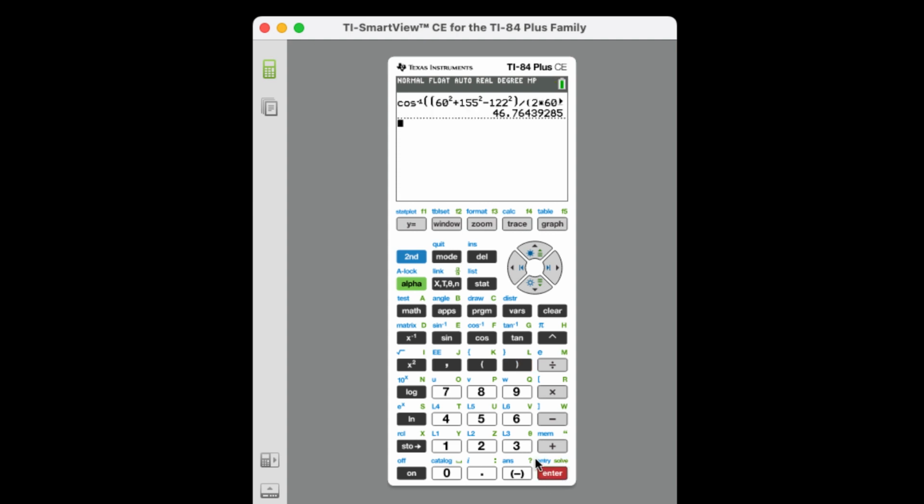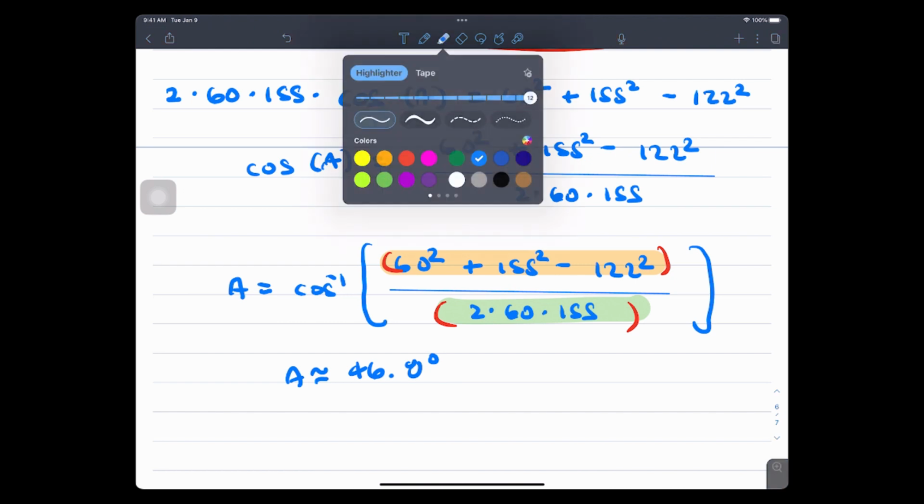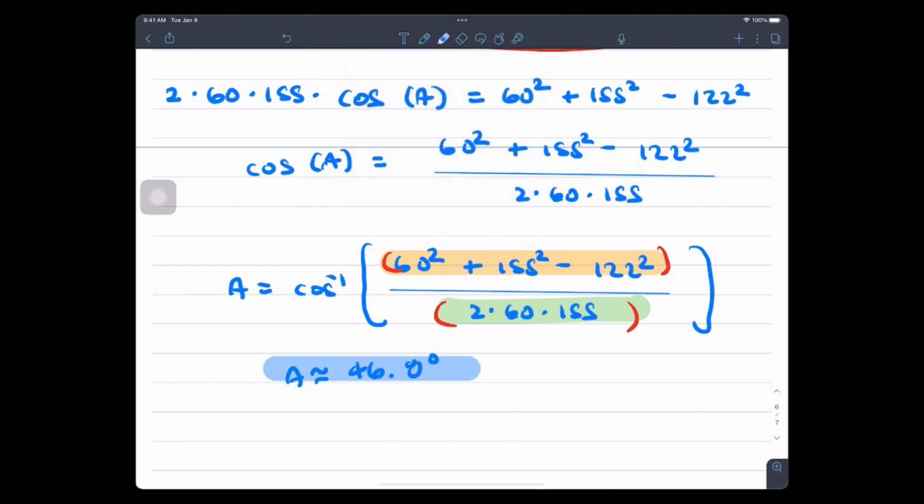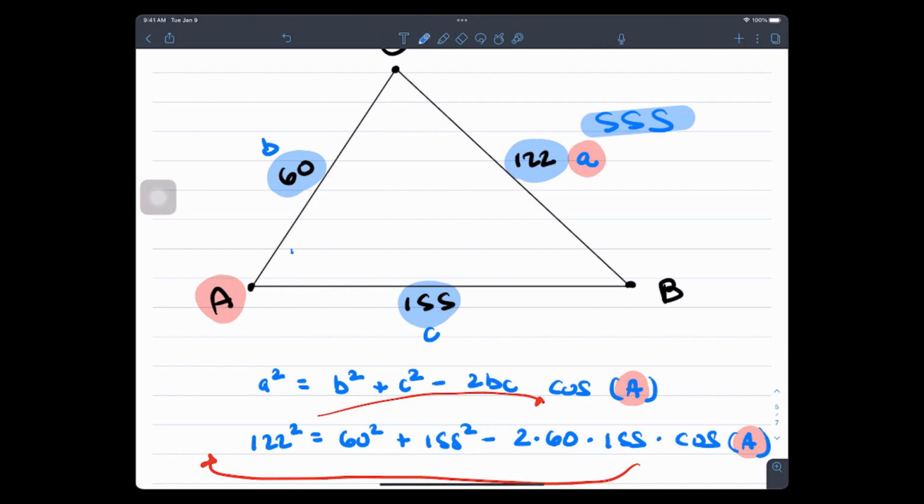What do you guys get? Go to the nearest tenths. We're a little bit more accurate today. A would be what? 46 point what? 8 degrees. Okay, so this is A, 46.8 degrees. So we got the angle A.